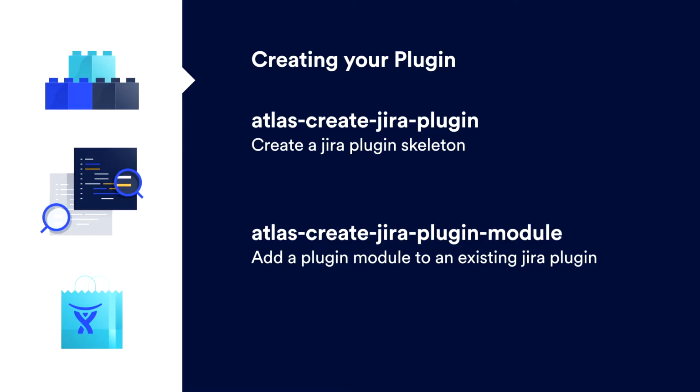So here are the commands that you'll use when you create a plugin. Atlas Create JIRA plugin will create a skeleton for JIRA. An Atlas Create JIRA plugin module will prompt you to select a module type, which it will add to your existing JIRA plugin skeleton.